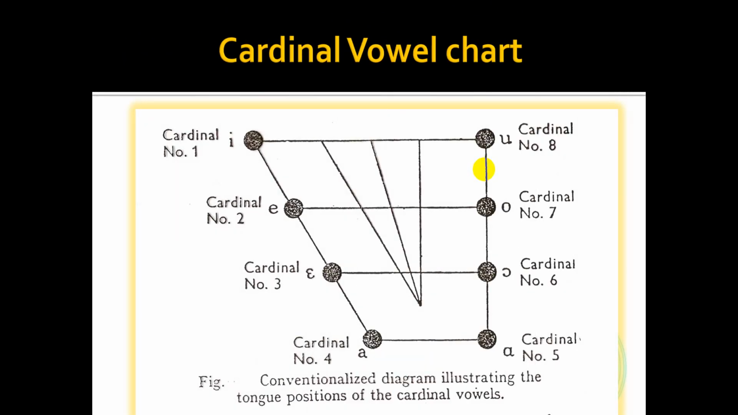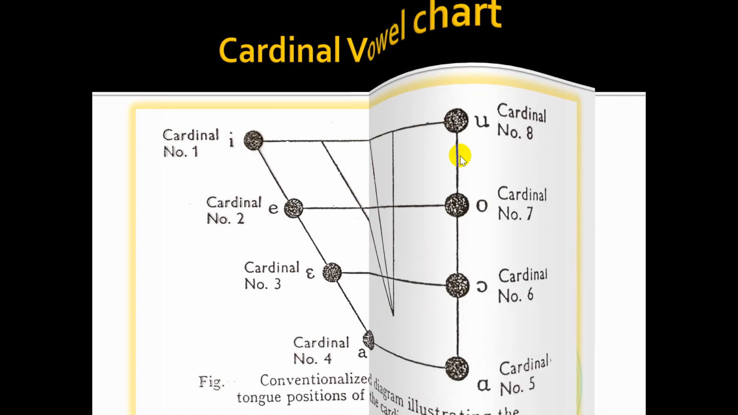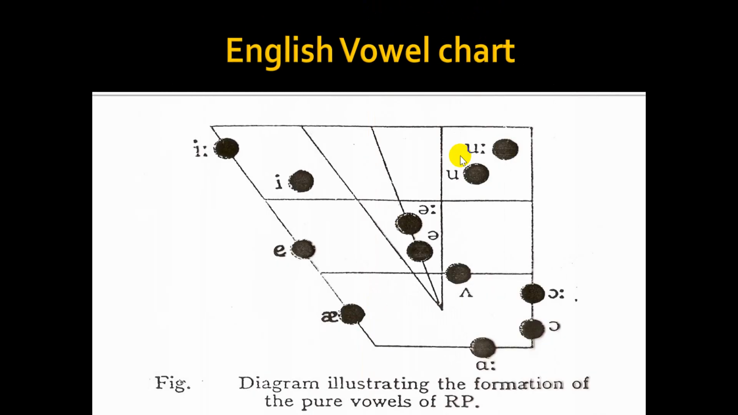This is the cardinal vowel chart. This is the vowel chart that illustrates the tongue position for all vowel sounds in all languages. If we make it specific to a certain language, let's say English, it becomes like this. There are 12 vowels in English.